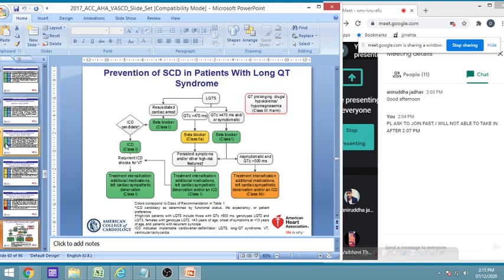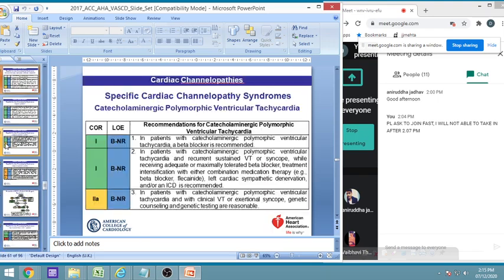There are various drugs which can cause QT prolongation, as well as hypokalemia and hypomagnesemia, and these have to be avoided. They are very harmful in this condition.